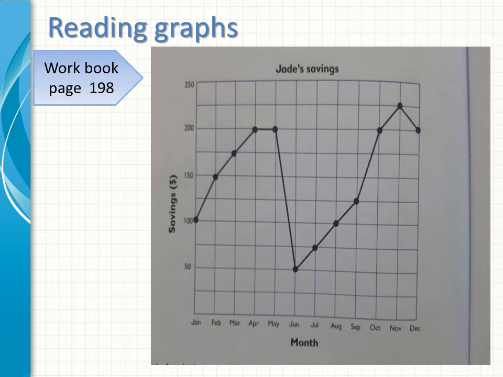In April she had $200. In May she equally had $200. But take a look at June. Her savings dropped to $50 from $200. Don't you think that she must have spent $150 buying a phone during that time? That's probably the reason she has less in her savings.